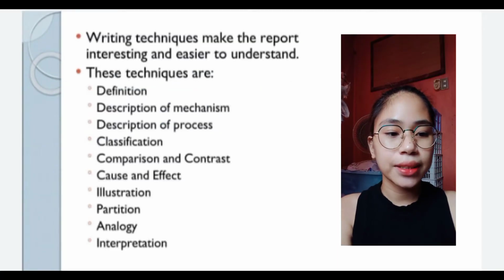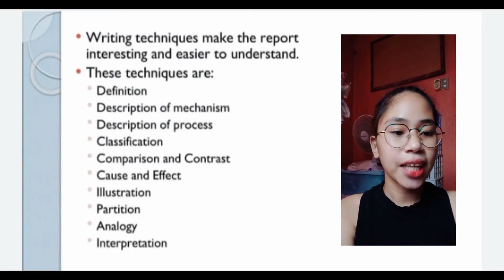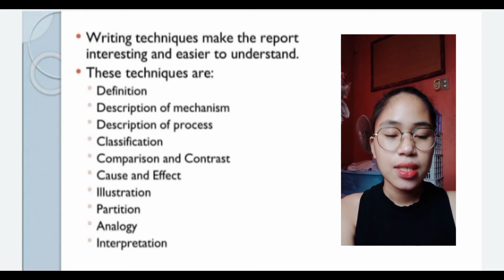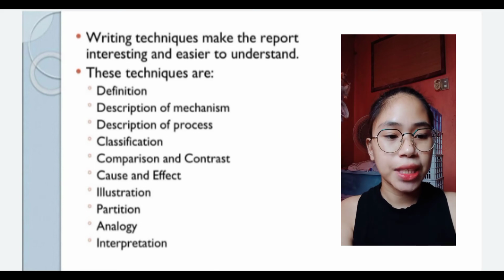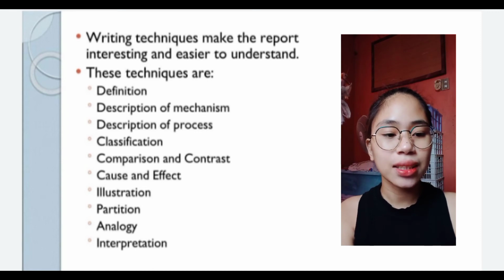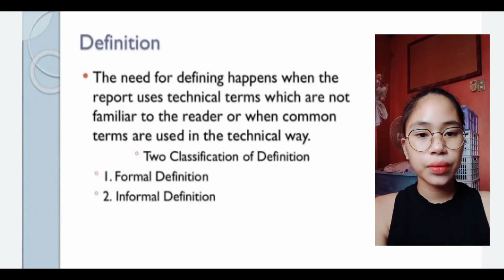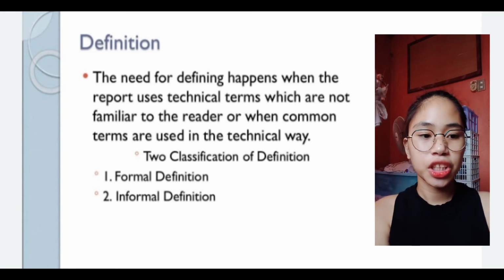Writing techniques make the report interesting and easier to understand. These techniques are definition, description of mechanism, description of process, classification, comparison and contrast, cause and effect, illustration, partition, analogy, and interpretation. So the first one is definition.